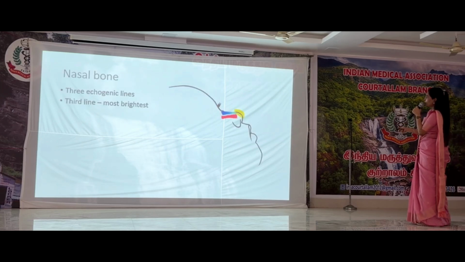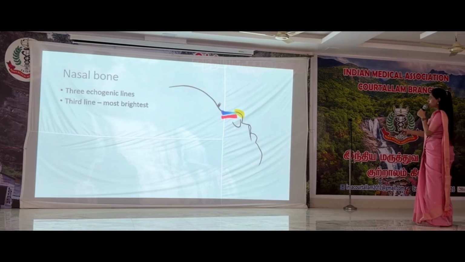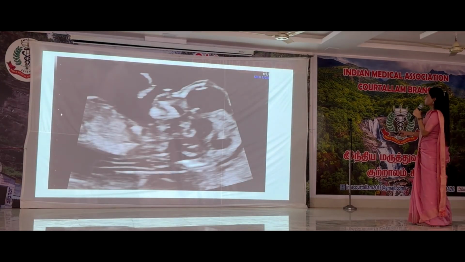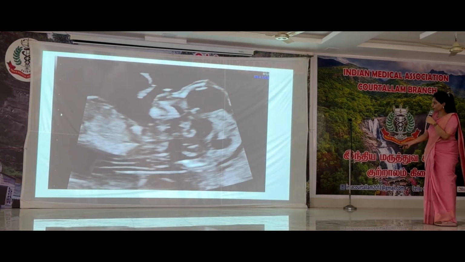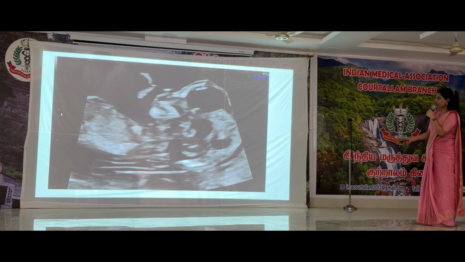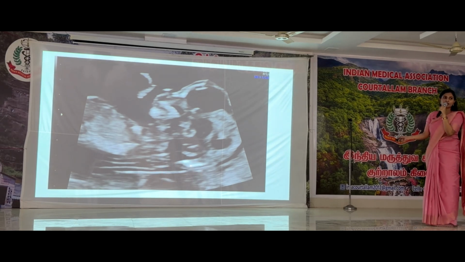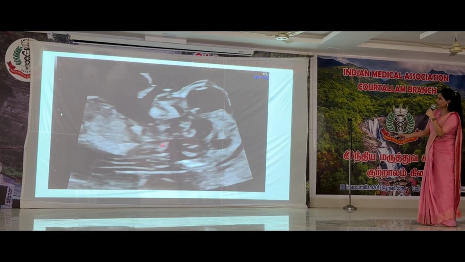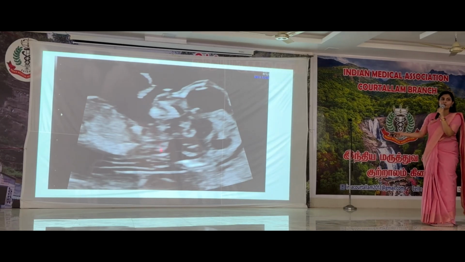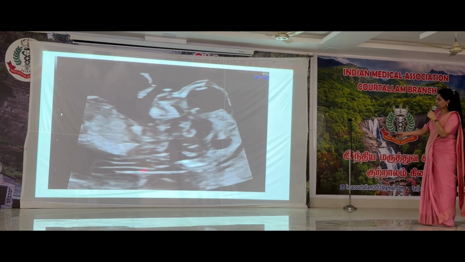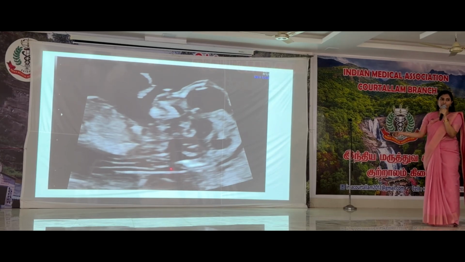This I have already explained to you, the nasal bone: 3 lines will be seen. The anterior most is the tip of the nose, then 2 parallel lines, the above one is the skin and the below, brighter line is the nasal bone. Here I would like to tell one important thing. Sometimes we measure the space between the amniotic membrane and the fetus as nuchal translucency. How to avoid it? Always wait for the baby to jump. Once the fetus jumps, the amniotic membrane will not move, but these lines will change. So with that you can identify.